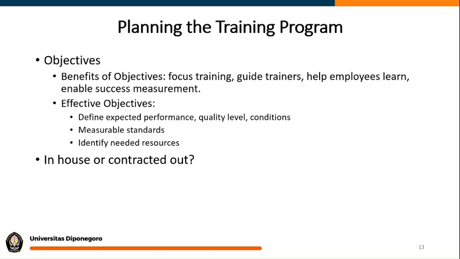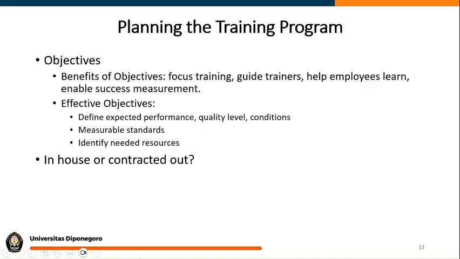So for example, when I give a training for you in the so-called leadership camp, it is easier for me when I have the terms of reference from the organizer, because from the terms of reference that I receive, I can understand what is the objective of the training, and it will be easier for me to design the training course.